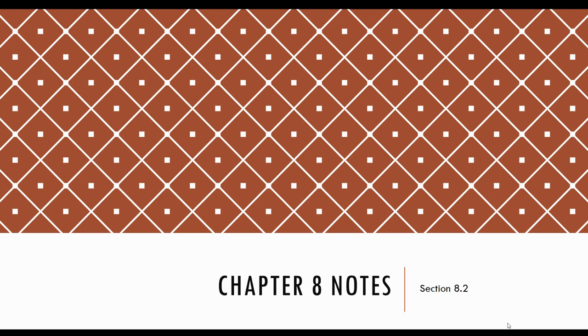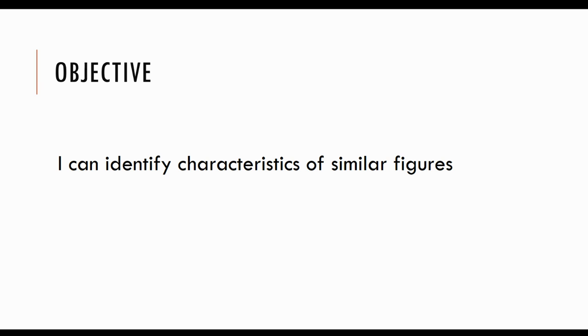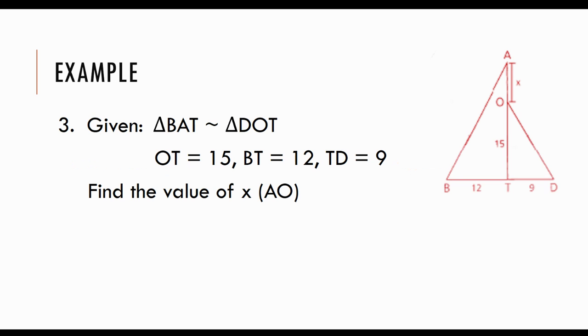Today we're going to continue with section 8.2. We're going to continue to identify characteristics of similar figures. Remember, similar means that they're the same shape, but not necessarily the same size. Here I'm giving us two triangles that are similar. Notice that I'm giving us some lengths of sides.